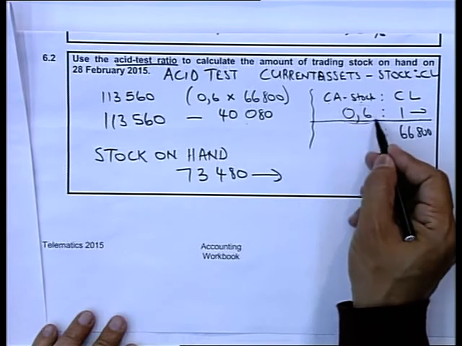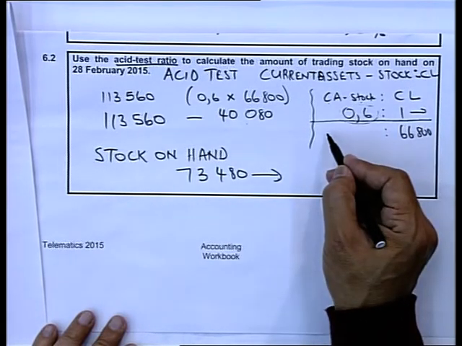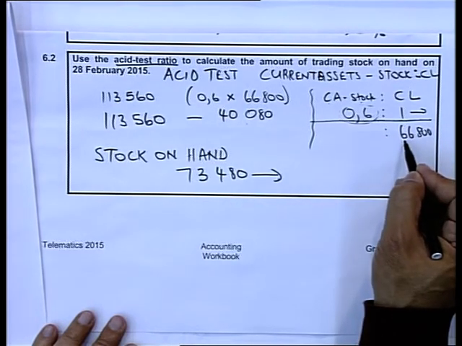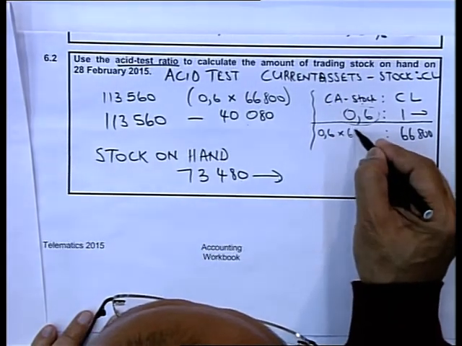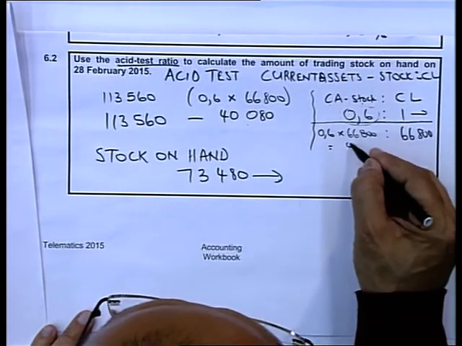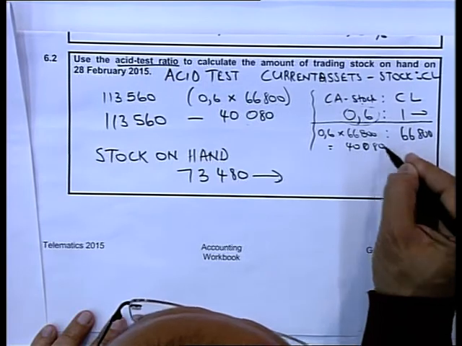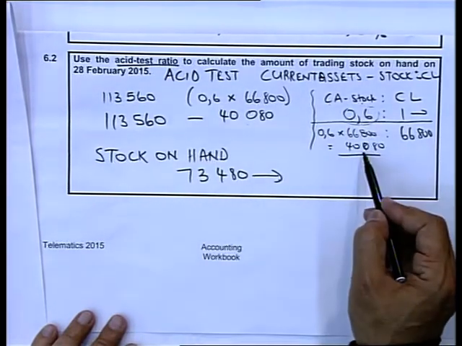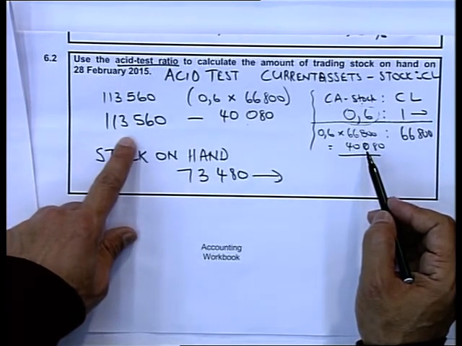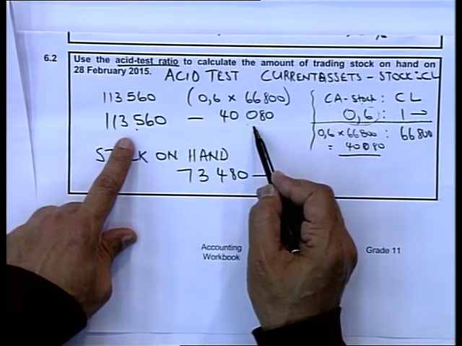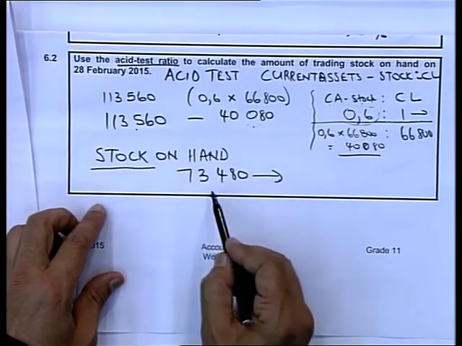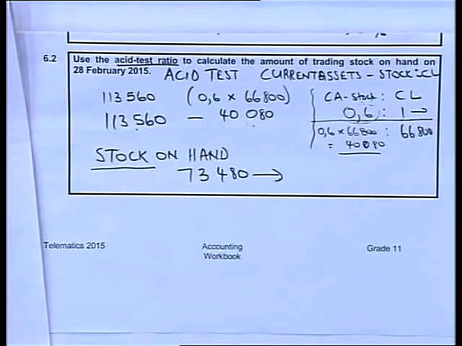So now I have to work back to get this side. Okay. Can you see that 0.6 is less than 1? So the answer on the left-hand side will have to be less than 66,800. In fact, it's 0.6 times 66,800, which gives me 40,080. Right? So it's current assets minus the stock gives me that, but that's the current assets with the stock. So I'll take the current assets with the stock minus the current assets without the stock, then I will get the stock, which is 73,480. Okay. Right, so moving along nicely, grade 11.